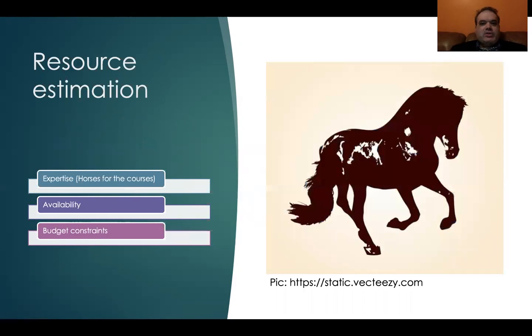The next thing we did was we estimated the resources for the task. We worked on the concept of horses for the courses. We want to make sure that we get the experts for each task. If the experts are available within the organization, we'll take the experts from there. If we have to hire experts from outside or bring in experts from our vendors, we will do that.